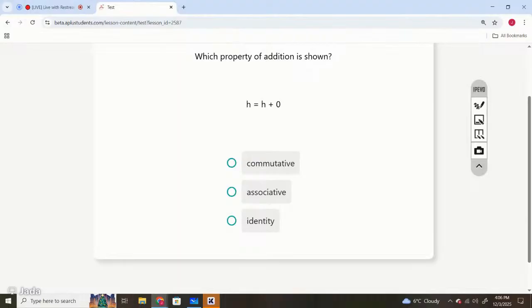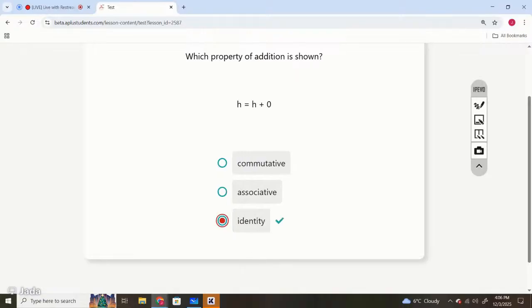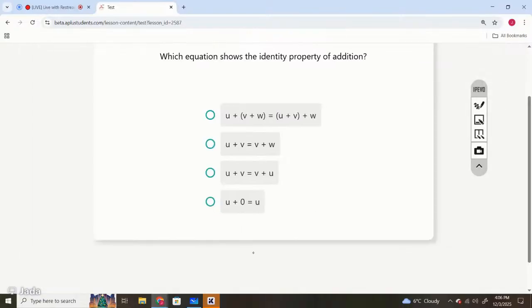Which property of addition is shown? H equals H plus 0. So which property is it? That is the identity property of addition. The correct option is identity property.